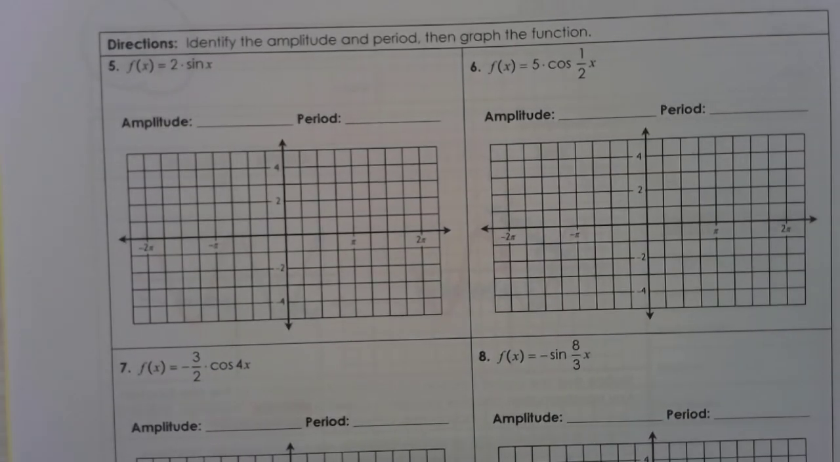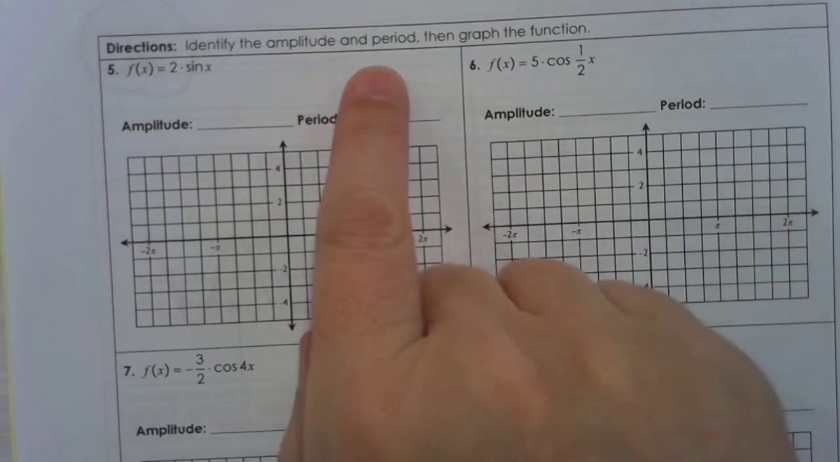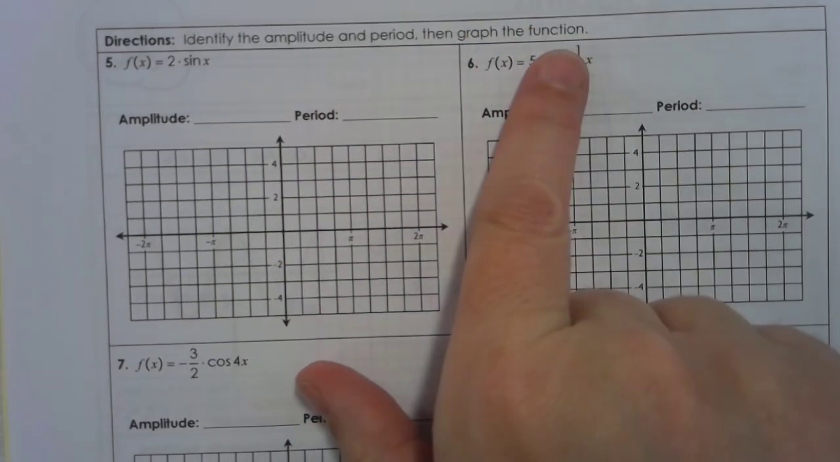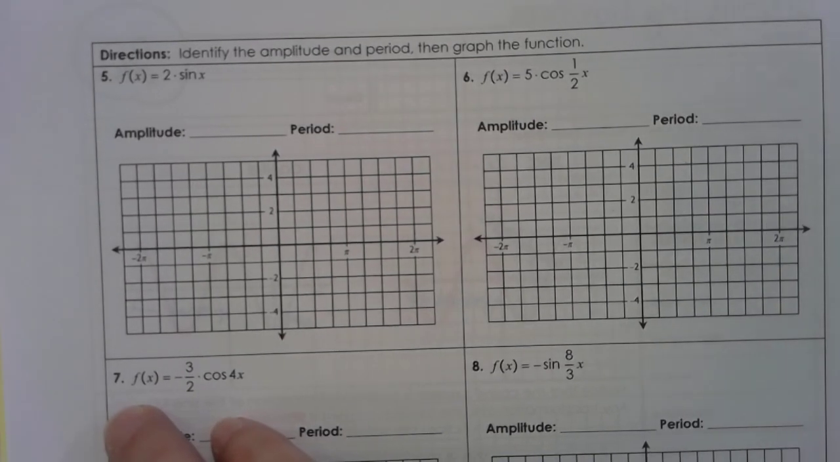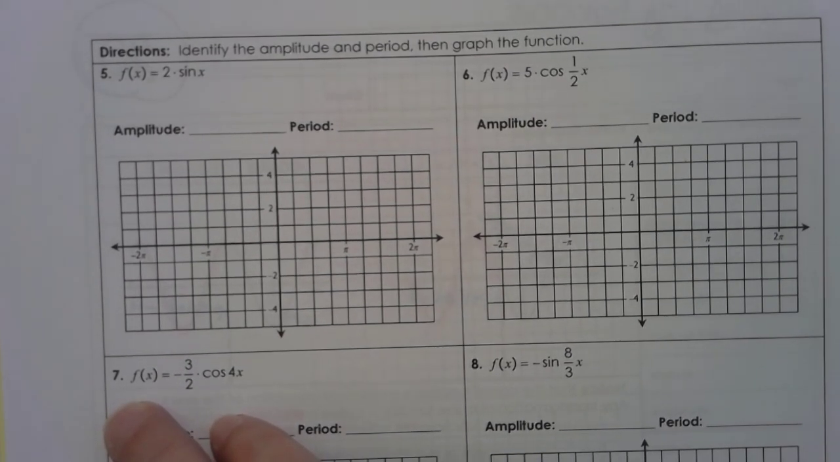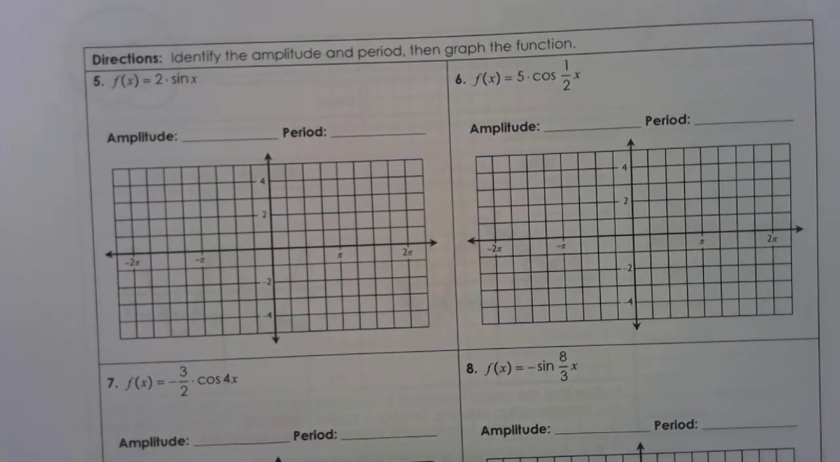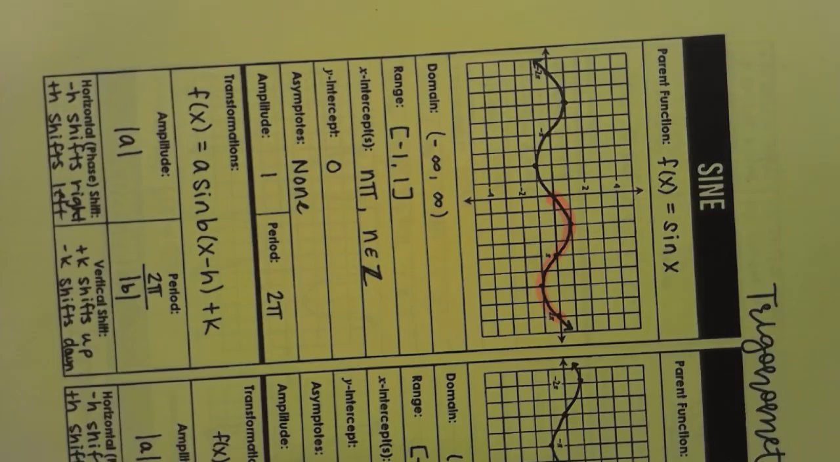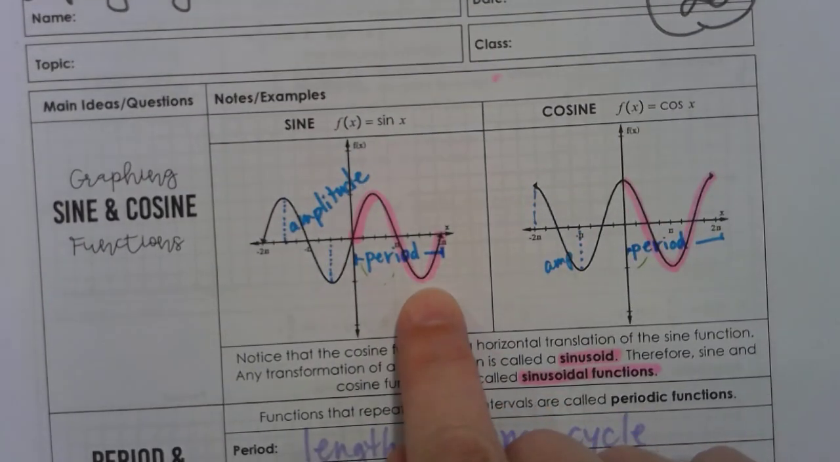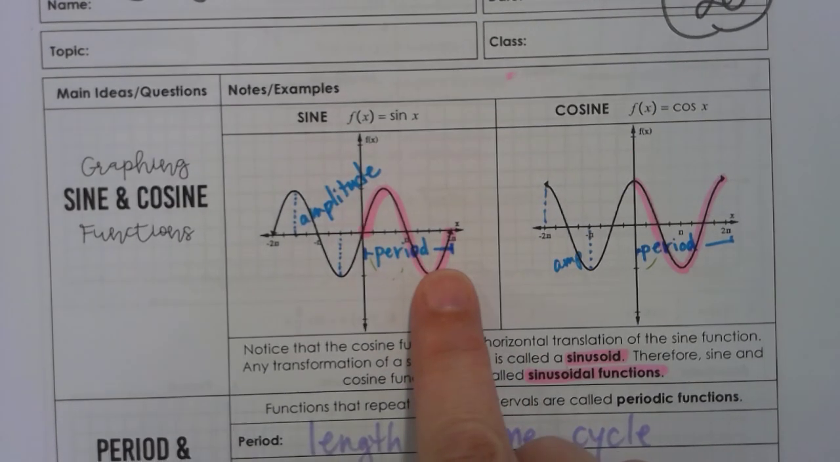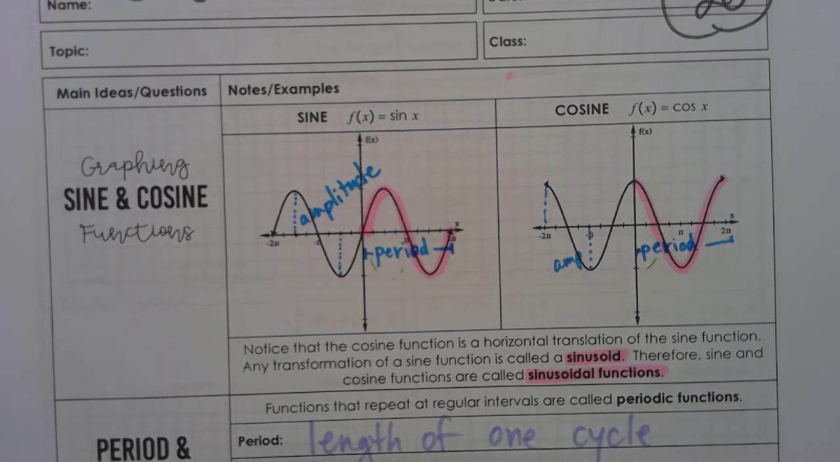Okay, so the directions say identify the amplitude and period, then graph the function. Okay, so things we need to look for. We need to look for a negative in front because that's going to change the direction that our graph goes. And then we also need to remember sine, cosine. I want to go back and do one other thing that I forgot to do over here. Can we go back to this first picture, please? Sorry.